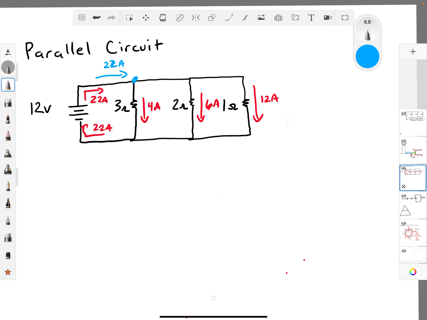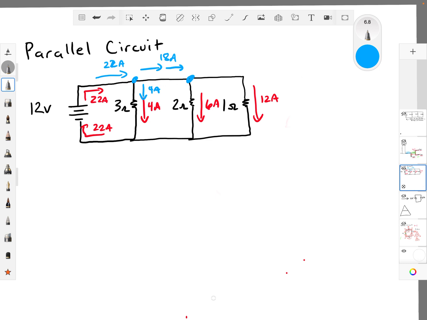We know that here it hits and splits, right? We know 4 amps are coming down. Therefore, how many amps must be in this wire right here? Well, that would be 22 minus 4, which is 18 amps, right? And that makes sense. So then there's 18 amps, which we know is just electrons moving in a wire. It's coulombs per second.